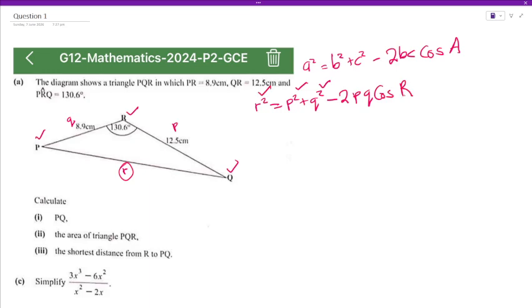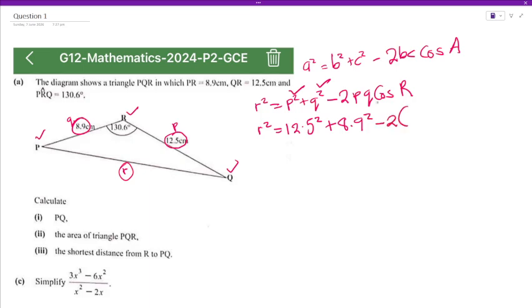So it's going to be cos capital letter R. And then we simply plug in these values into our formula and then we solve. So we're going to say R squared is equal to, what is P? P is 12.5. So it's going to be 12.5 squared plus, what is Q? Q is right here, 8.9. So it's going to be 8.9 squared minus 2.